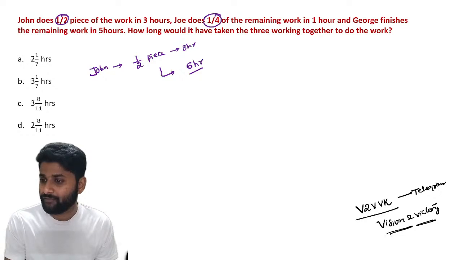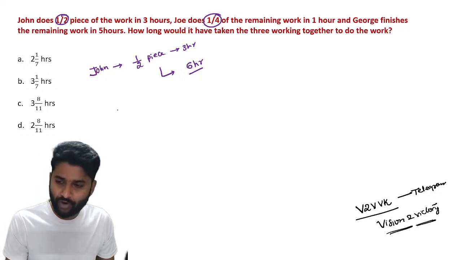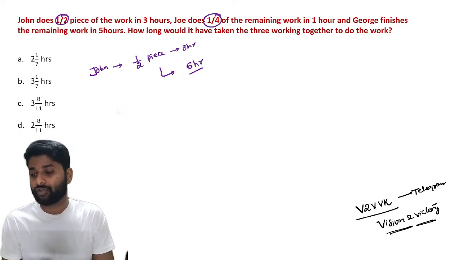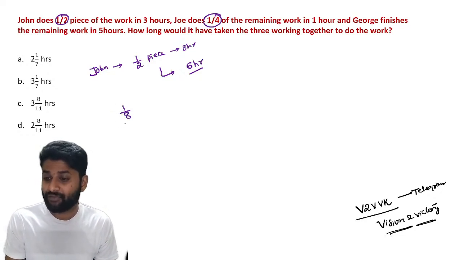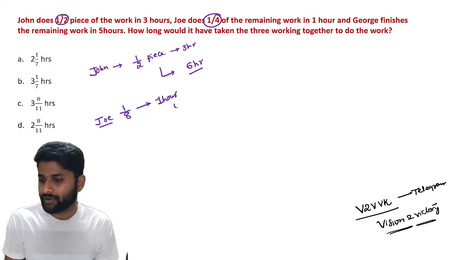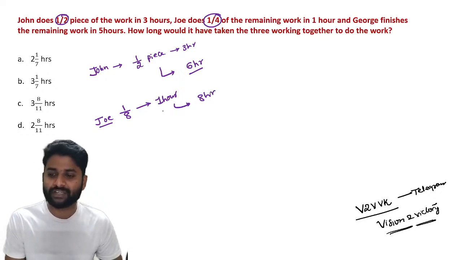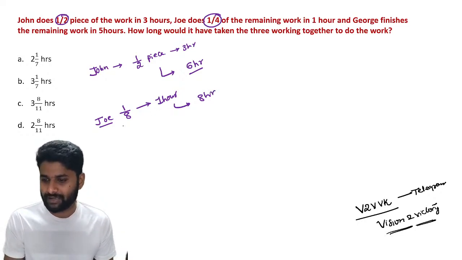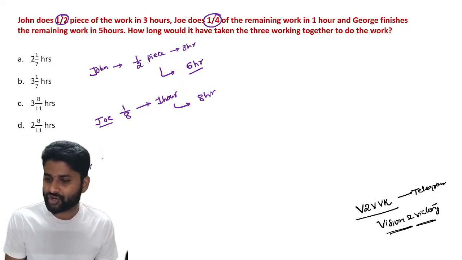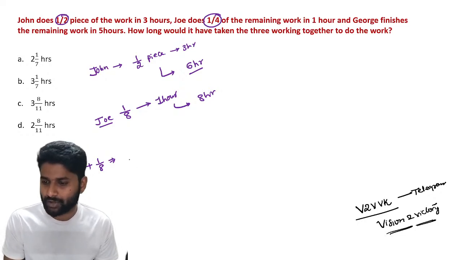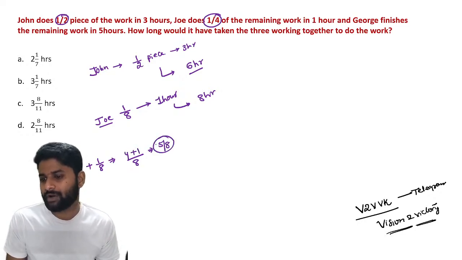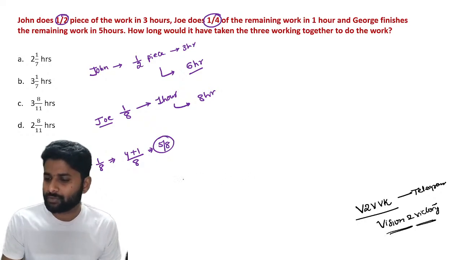Next one, Joy does one fourth of the remaining, guys. John already completed half of the work, and Joy does one fourth of the remaining work. One fourth of the remaining work means it's 1/8 of the work. Remember this point. So Joy completed 1/8 of the work in 1 hour. It means Joy takes exactly 8 hours to finish the entire job. And George finishes the remaining work. Half of the work is completed, and Joy completed 1/8 of the work. Let's calculate how much work is still not completed. Here, 8 units, 4 plus 1. So 5/8 of the work is already completed by John and Joy. So what about the remaining work?